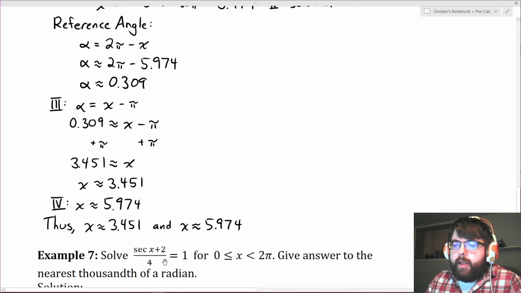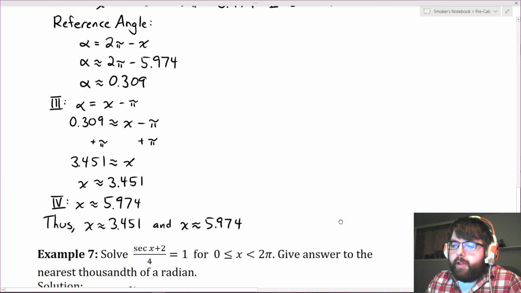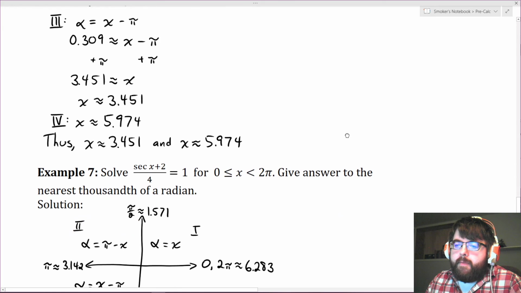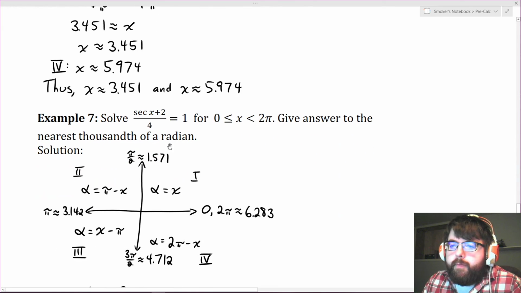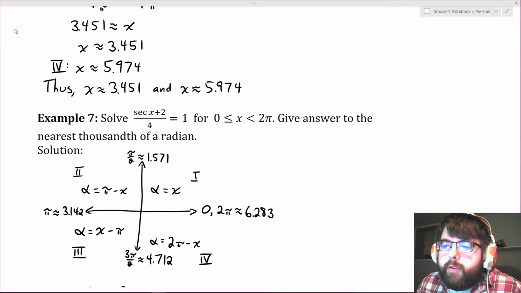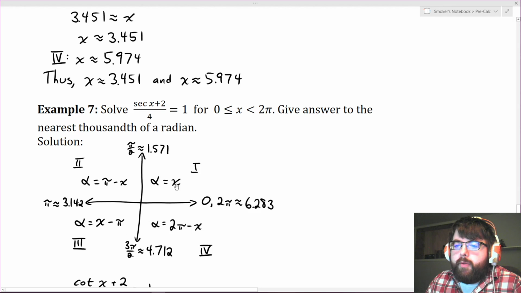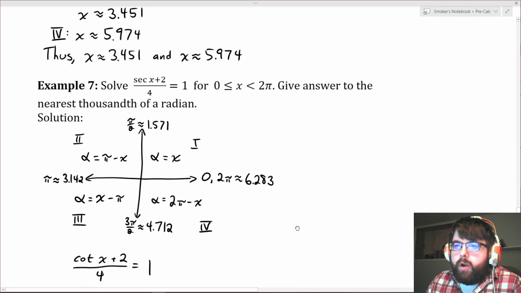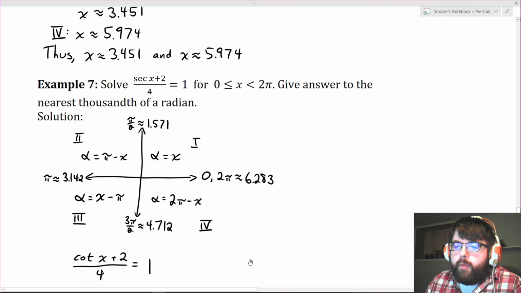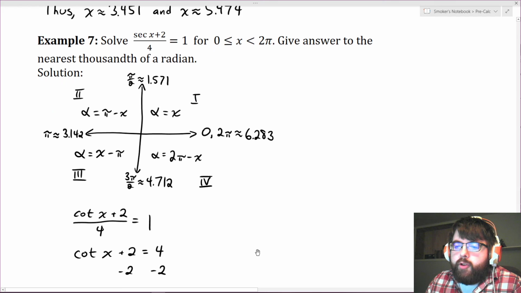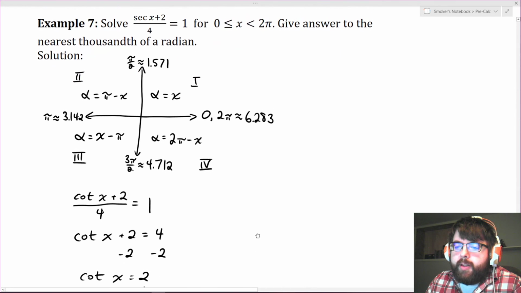This is example 7. Secant x plus 2 over 4 equals 1. Again, it's radian. It's between 0 and 2 pi. We're going to use the same quadrant reference angles, and get some stuff shifted around. This is the same one that we just used. I don't need to go through all that again. We're going to solve this for cotangent. Multiply both sides by 4. Subtract 2 from both sides, and you should get cotangent is equal to 2.